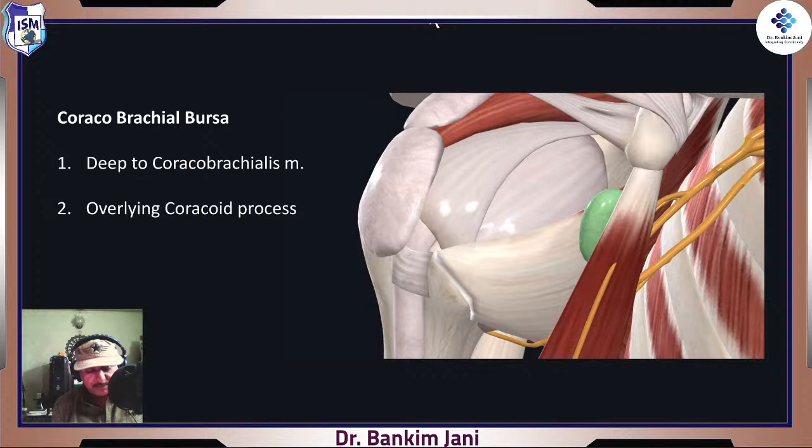There is one more bursa, the coracobrachial bursa. Coracobrachial: coracoid process, deep to the coracobrachialis muscle. That's the point, and it is overlying the coracoid process. It has to be, so that when it is over there, it will prevent that friction. So this is meant for the coracobrachialis muscle. So this is the coracobrachial bursa.